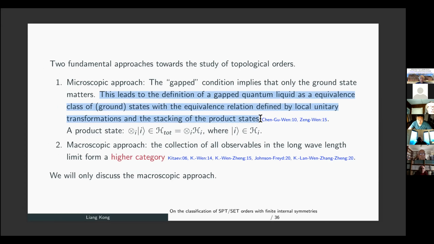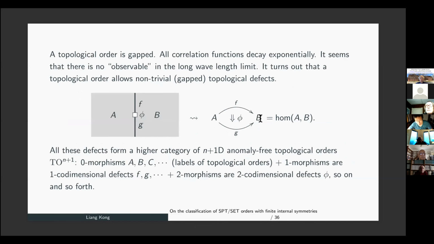But I'm not going to go into the details of that approach because I'm not going to do that in this talk at all. So I'm going to do another one, which is called the macroscopic approach. In this approach, you consider the phase only in the long wavelength limit. You consider what kind of observables you can collect at long wavelength. Then you can see that they form a higher category. Okay, so this is the approach we're going to take today. So you're going to see a lot of higher categories emerge from the discussion. Why can you see the higher category? Let me give a brief review.